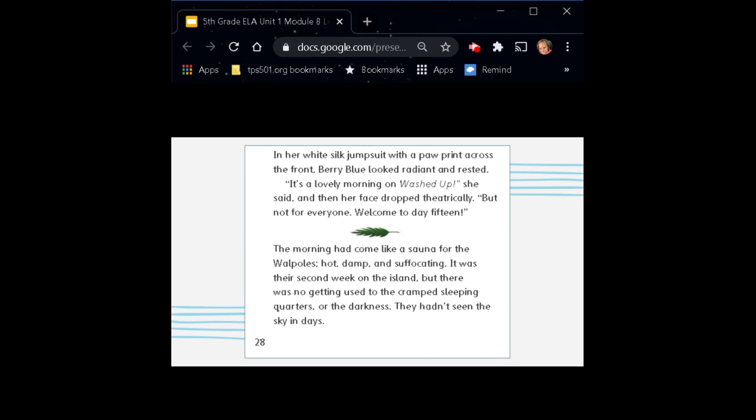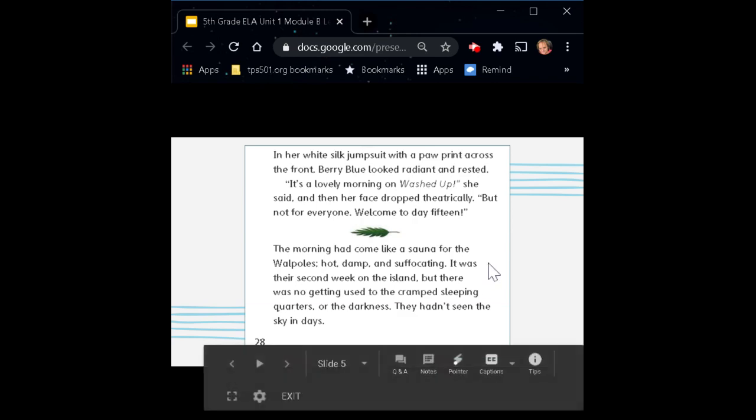Let's reread that paragraph again. The morning had come like a sauna for the Walpoles, hot, damp, and suffocating. It was their second week on the island, but there was no getting used to the cramped sleeping quarters or the darkness. They hadn't seen the sky in days. Think about this description. How does this description of the Walpole situation set the stage for the events that are going to follow? Sounds pretty miserable, doesn't it?